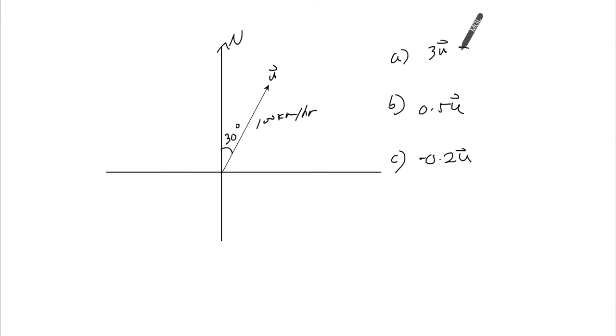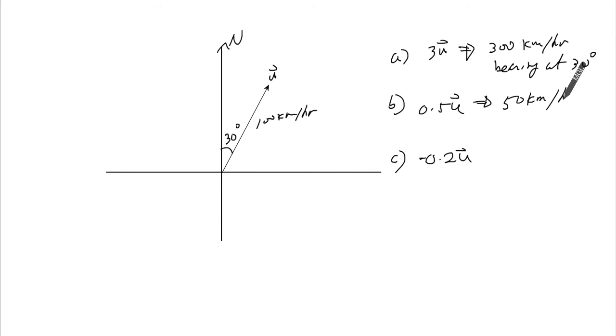So this will represent 300 kilometers per hour, right? 3 times as fast, but the direction is still the same, right? Bearing at 30 degrees. This here will represent going at only half as fast, so 50 kilometers per hour, and the bearing is still the same.